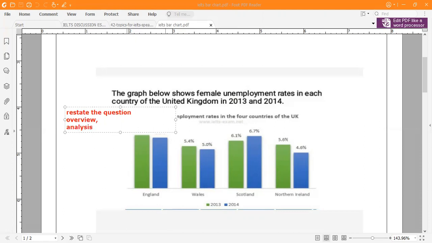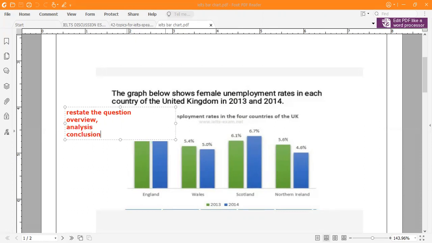Analysis. The third one is analyzing. You need to analyze, تحليل. Just explain these data as you can see here. So we have percentages. You need to just explain them. Conclusion, it depends.